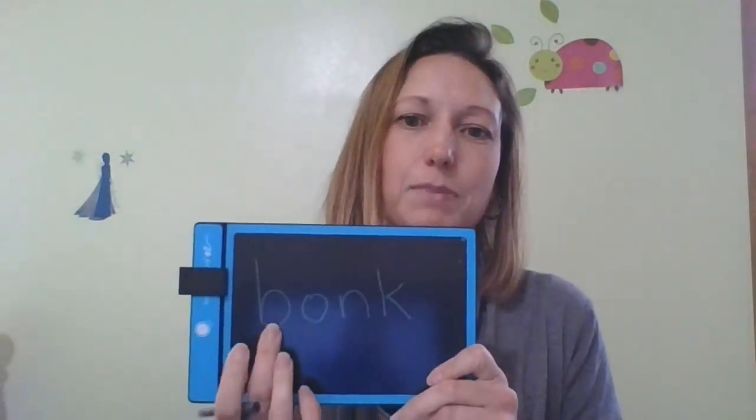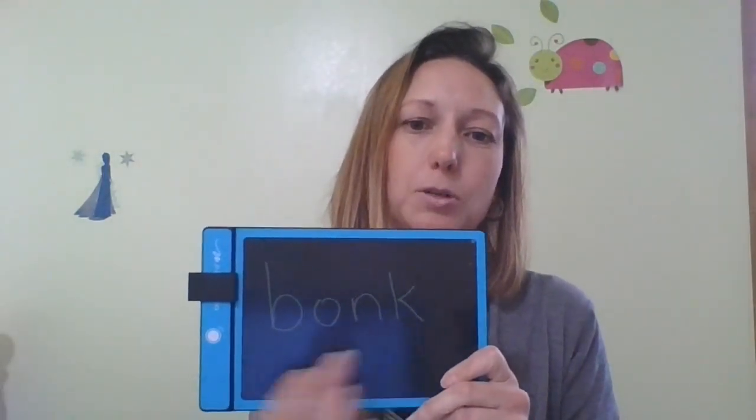And let's get ready to practice spelling some words. The first word is going to be bonk. If something hits you, it might hit you with a bonk. Remember to sound it out. Repeat the word after me, sound it out, and then write it on your own. And how did you spell bonk? B-O-N-K. Bonk.